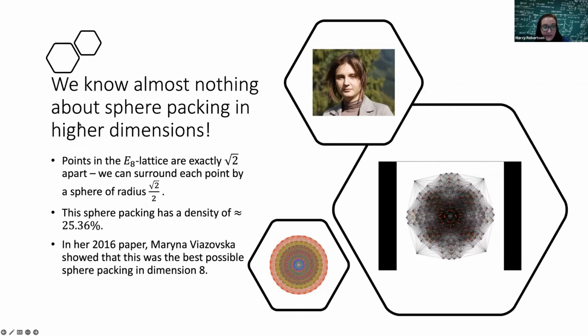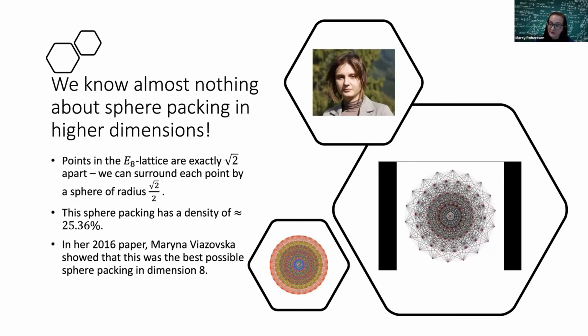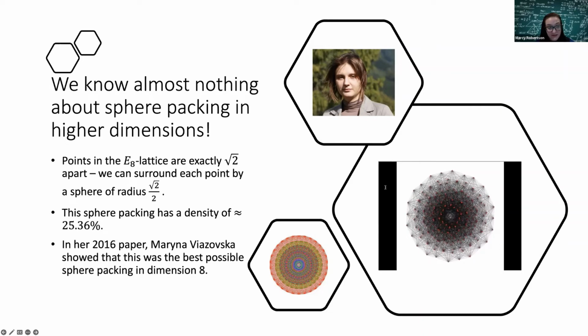This is a really interesting lattice because each point in the lattice is exactly the square root of 2 distance apart from another point. So this tells me how I could make a sphere packing. I can simply surround each point by a sphere of radius √2/2. We have a lattice, we know something about the distance between the points, and we're just going to shove a sphere around each point in the lattice. When we check the density of this packing, it is a little over 25% dense. That means we're covering about 25% of 8-dimensional space with 8-dimensional spheres, centered at the E8 lattice points, of radius √2/2. So this is much less dense than lower dimensions.